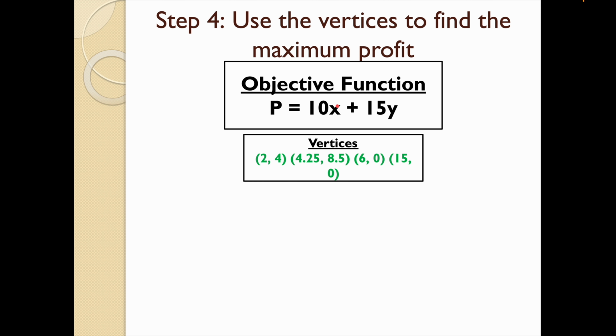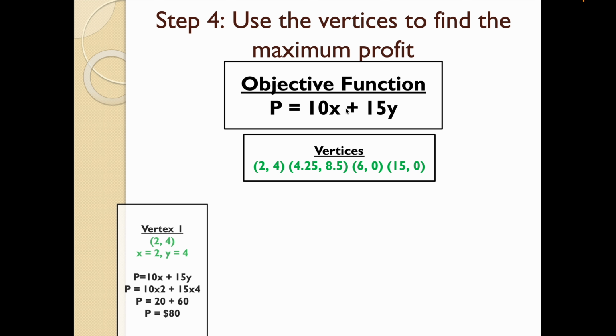Now we're going to take those vertices and literally put them in the objective function. In other words, what we want to do is put these in a formula to see how they work. These vertices are the ones that enclose the feasible region. So I want y'all to put them into this formula so we can see what the maximum profit is. The first one, we're using 2, 4. When x is equal to 2 and y is equal to 4, if I put that in the equation, it's 10 times 2 plus 15 times 4. 10 times 2 is 20, and 15 times 4 is 60. Add those together and I get 80.